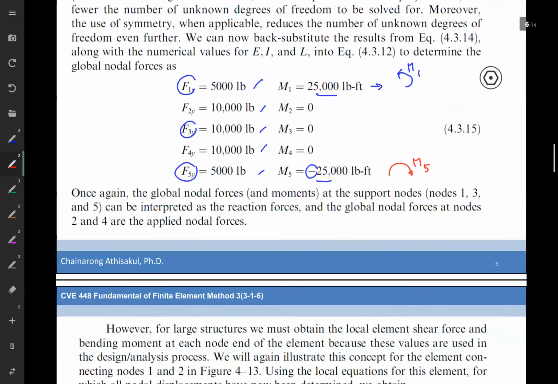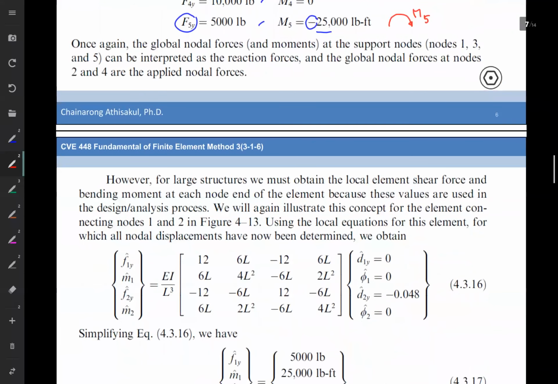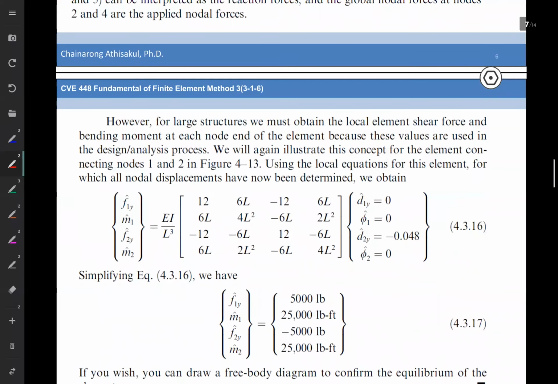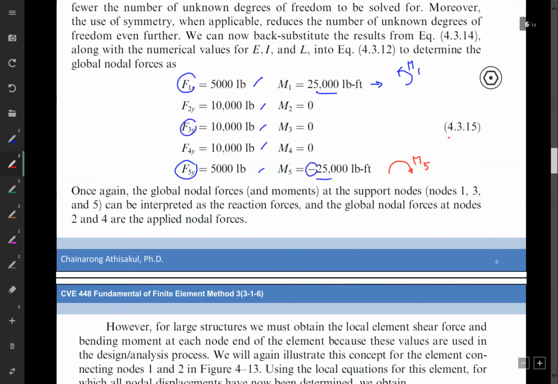Okay, so according to this problem, actually it is a symmetric case. It is a symmetric case, so we can simplify the problem to be the symmetric one also. And this solution is for the global force and global moment, the force at node for the global system.